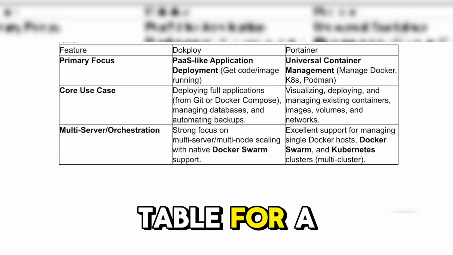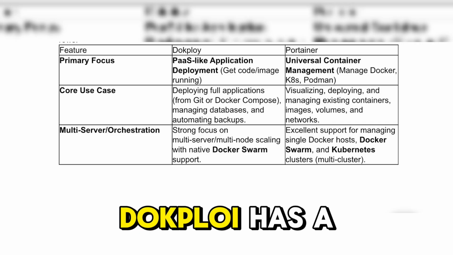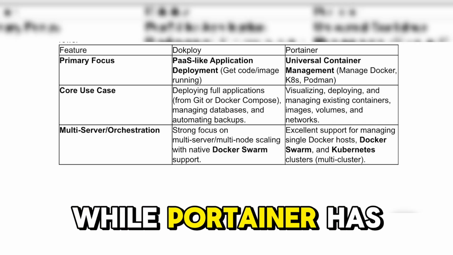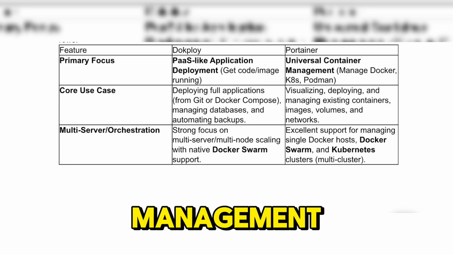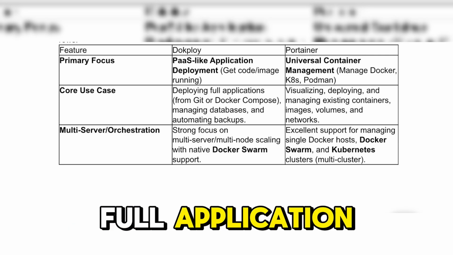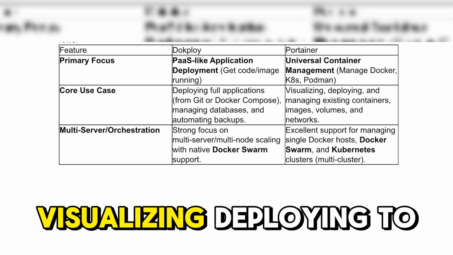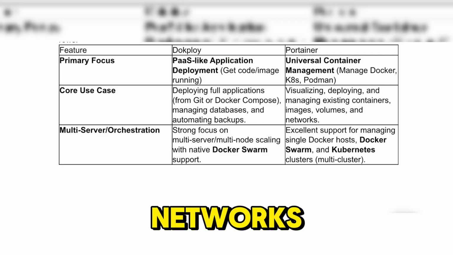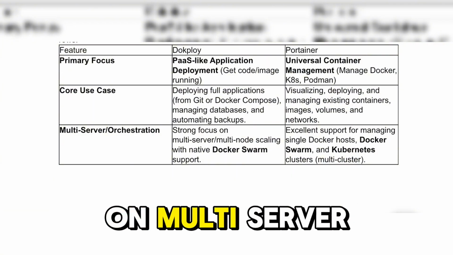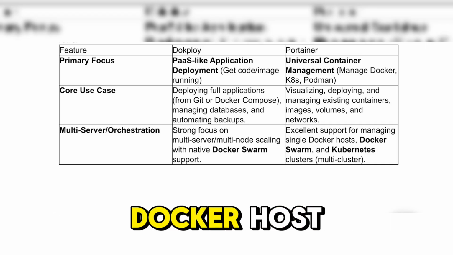Now, here's a table for a concise comparison. For the primary focus, Dokploy has a PaaS-like application development, while Portainer has a universal container management. For core use case, Dokploy is deploying full application from Git or Docker Compose, while Portainer is visualizing deploying to networks. For multi-server orchestration, Dokploy's strong focus on multi-server, while Portainer has excellent support for managing single Docker hosts.